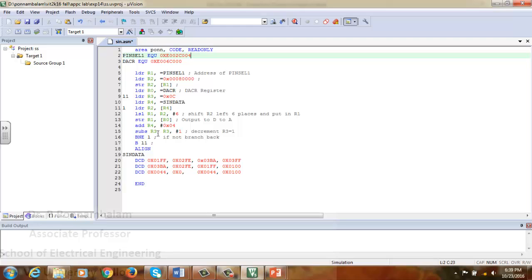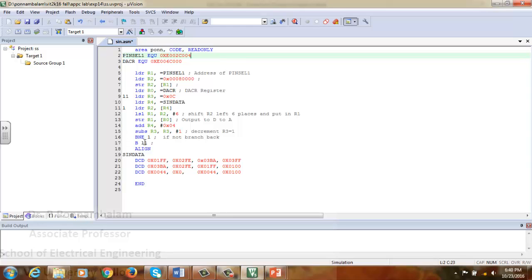Then I am subtracting 1 from R3, and checking whether it has gone to 0. If it has not gone to 0, again I am fetching the data from the next memory address. So now 2FE will be fetched and put inside the DACR register. Again it will be subtracted by 1. Possibly this time it would have reduced from C to B, and then to A, and then again it will go. This happens till the value of R3 goes to 0.